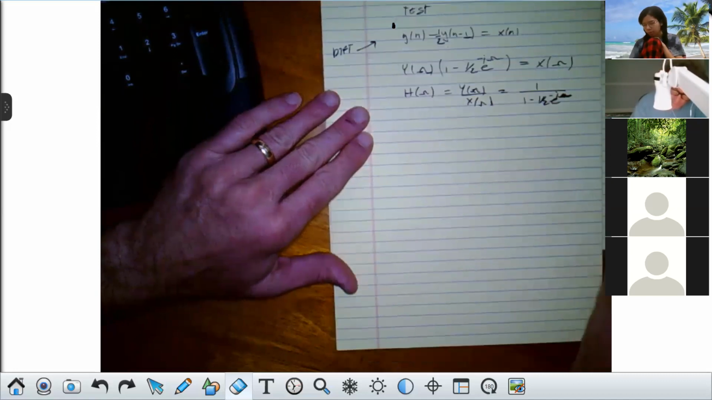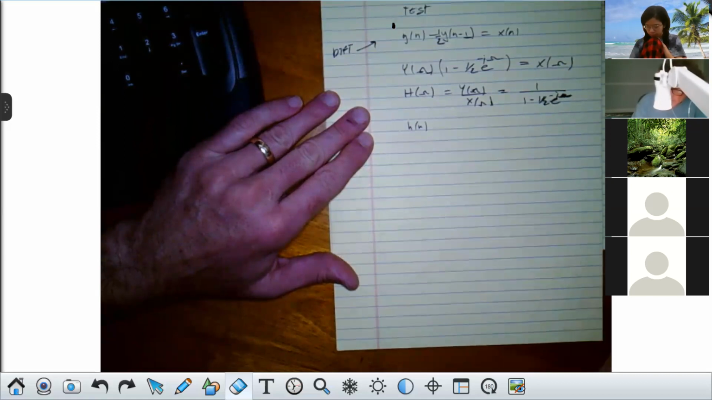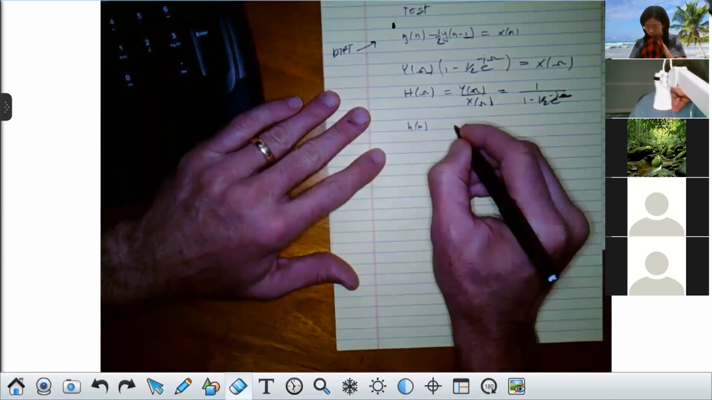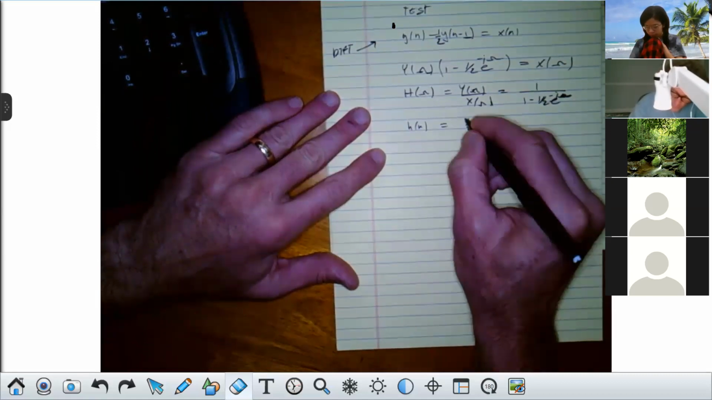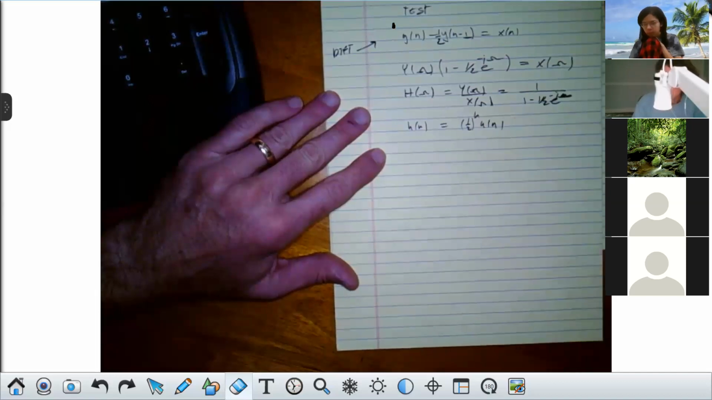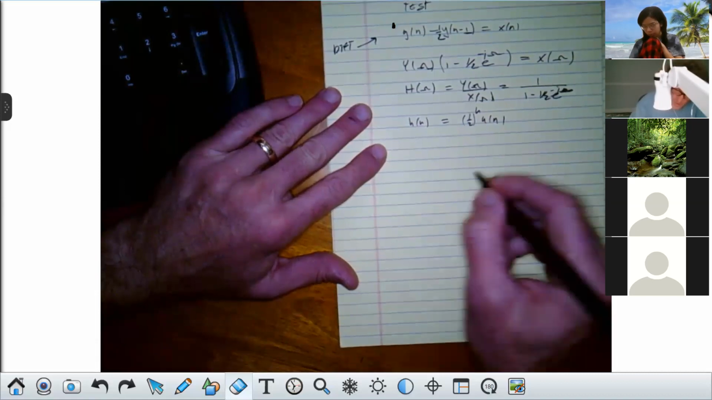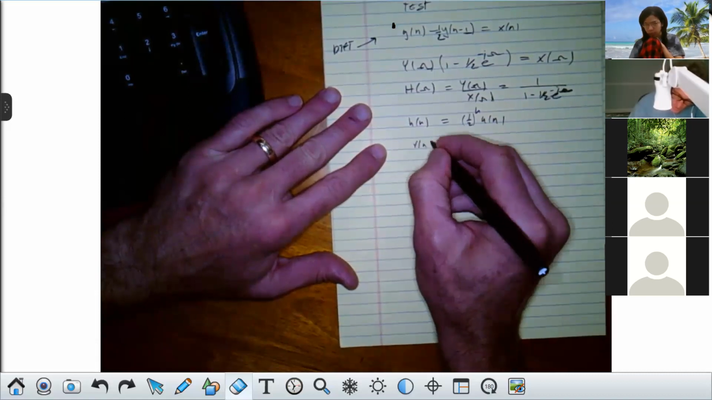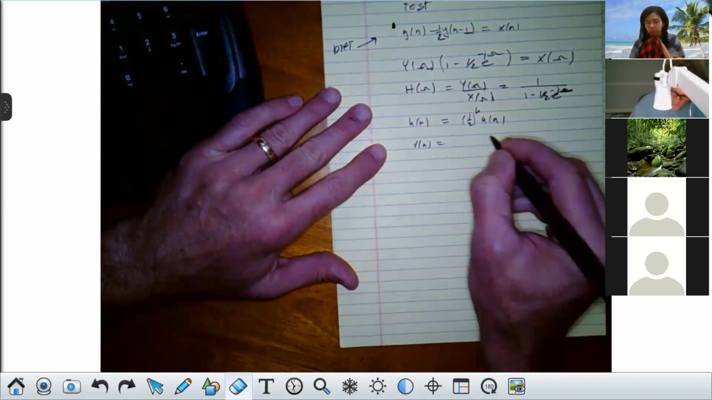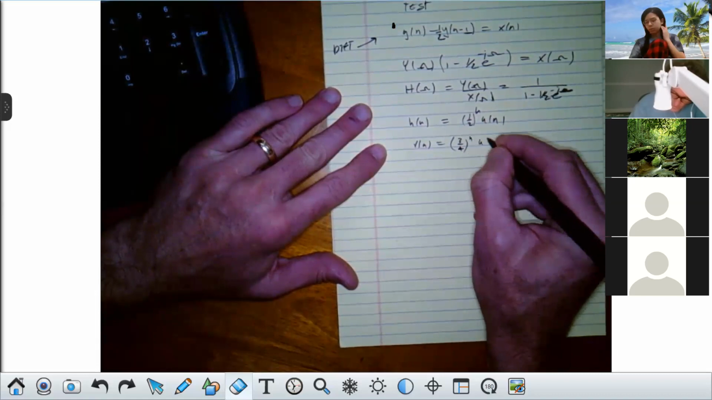Okay, now that I have that, I can tell you right off the bat what h of n is. That's the inverse transform of that, and that's going to be simply 1/2 to the n u of n, correct? Yes. I'm really analyzing the system in its entirety. Now, if you want to know for a specific input, for x of n equal to, what was it again, somebody? 1/4 or 3/4? 3/4 to the n u of n.